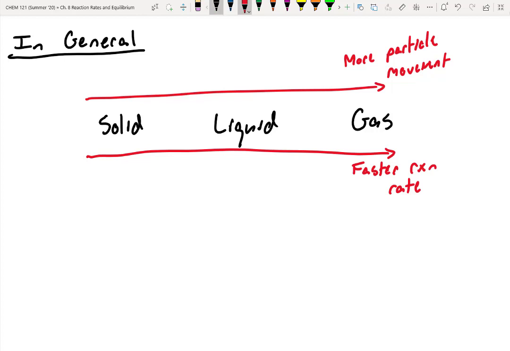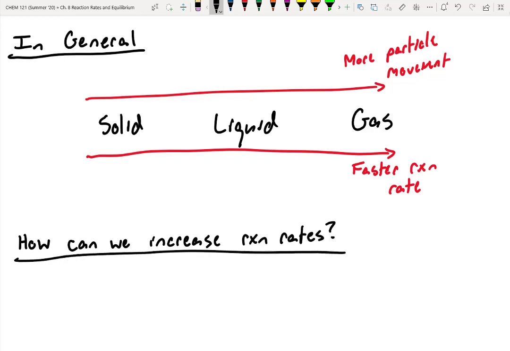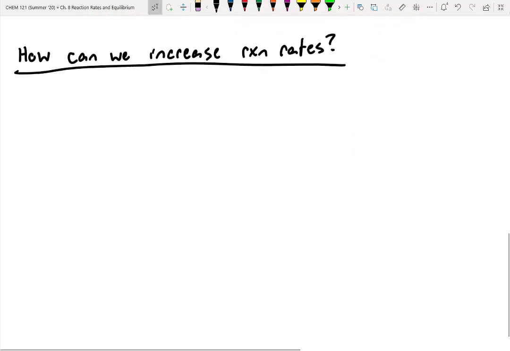All right, but chemists are always interested in figuring out how to increase reaction rates because we don't want to wait around for millennia. So there's a bunch of different things we can do, and we'll take a look at a basic one first. So how can we increase reaction rates? All right, so there's a really simple tool, and it's simply apply heat.